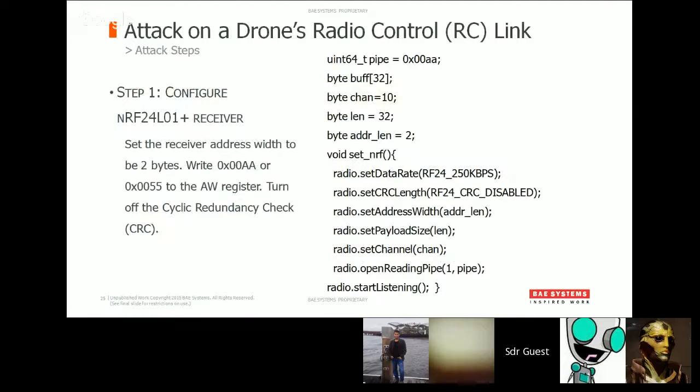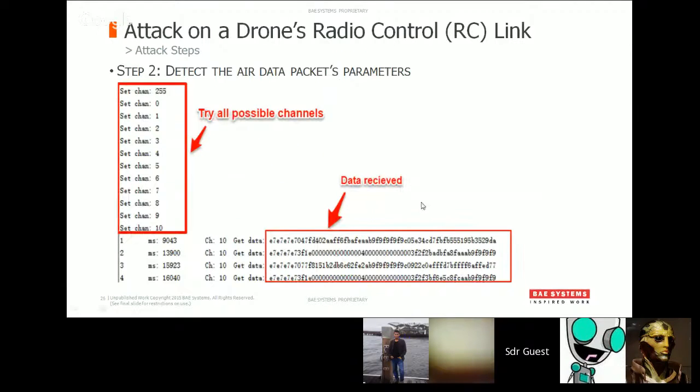So it can be more clearer in the next slide. And the first step is to just write a piece of Arduino program to change the width of the receiver's address to be 2 bytes, and then change the address, and then write 00AA to the register. And then I got this.